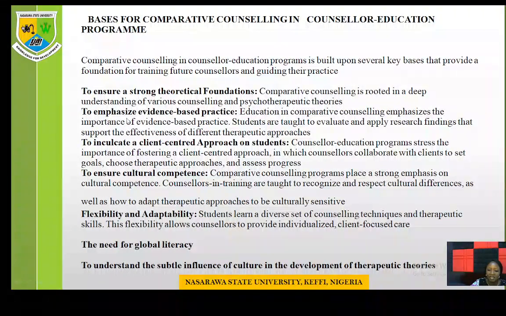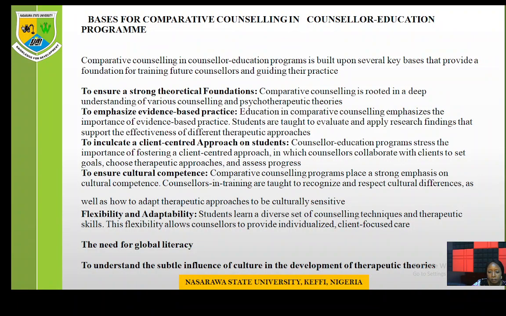Secondly is to emphasize evidence-based practice, so that anytime you choose a theory to use, you are not choosing a theory that researchers have used repeatedly and have seen that it is not working. No. You select based on those that research, statistics and evidence prove have been very effective through the years.